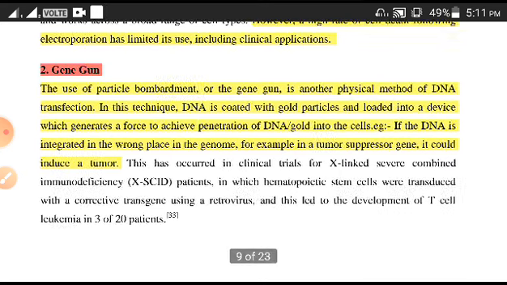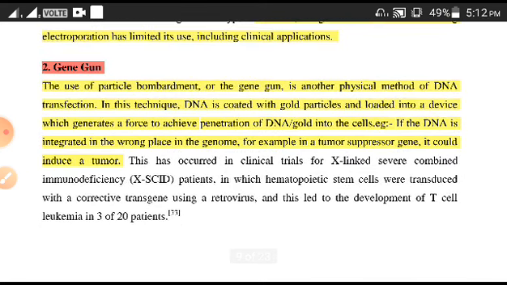Second method is gene gun. I think you have already seen the gene gun method in gene cloning. The use of particle bombardment or the gene gun is another physical method of DNA transfection. In this technique, DNA is coated with gold particles and loaded into a device which generates a force to achieve penetration of DNA into the cells. So here, by using a device called a gene gun, you load the DNA, and then they fire it, and then it goes directly in with high speed into the cells.